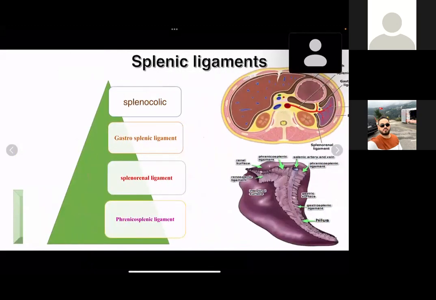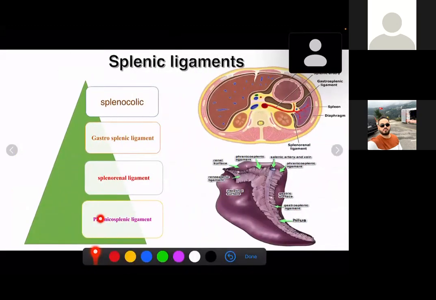The splenic ligaments: we have the splenocolic ligament inferiorly and the phrenicosplenic ligament superiorly. These ligaments provide attachment for the spleen. And we have the gastrosplenic ligament and the splenorenal ligament. Through the gastrosplenic ligament pass the short gastric and the left gastroepiploic vessels. And the splenorenal ligament contains the splenic vessels and the tail of the pancreas. The anterior lip of the hilum is the attachment of the gastrosplenic ligament, and the posterior lip is for the attachment of the splenorenal ligament.